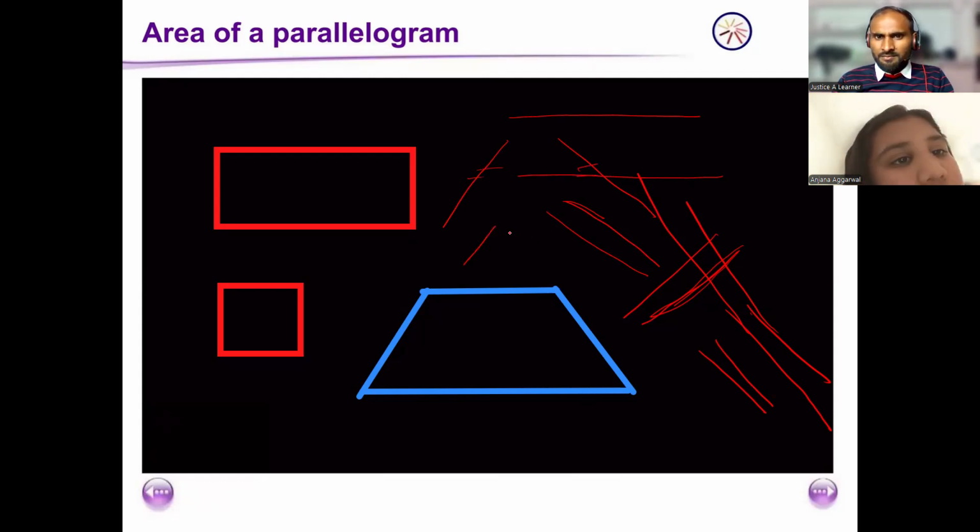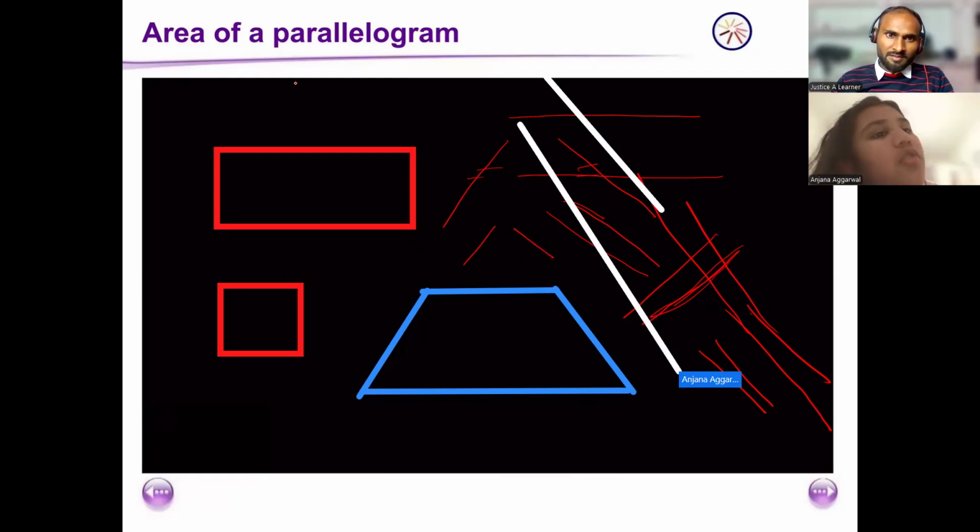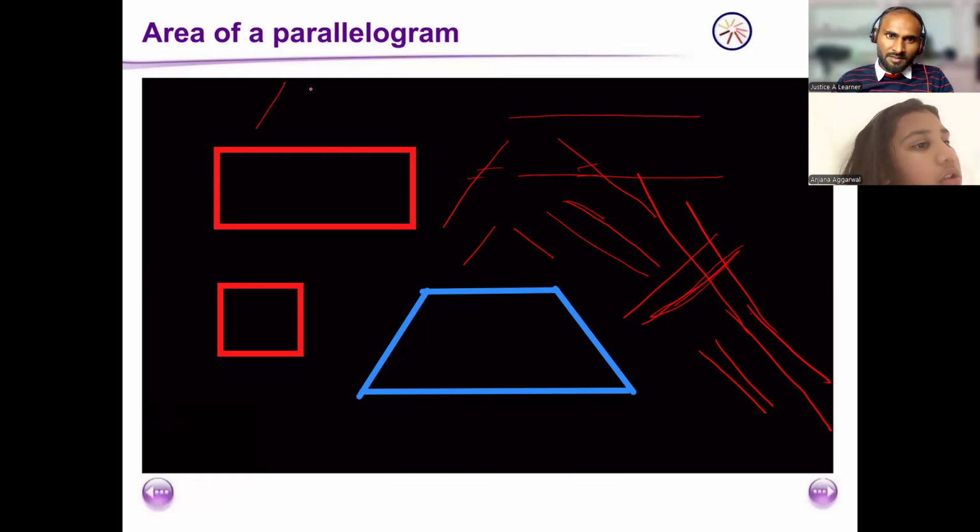Can you rub all of this out first? I can't really see which one you're talking about because all of them are right. Is this parallel? No. So now I'm asking you, is this parallel?